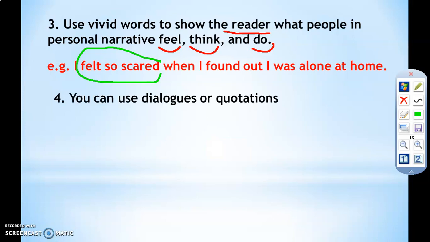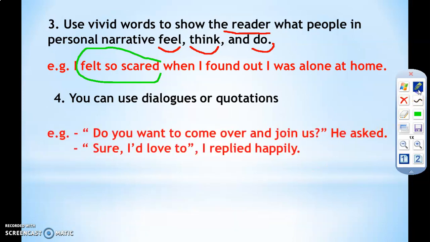Also, when I am writing, I can use dialogues, meaning I can have a conversation in which I use quotations. For example, "Do you want to come over and join us?" he asked. "Sure, I'd love to," I replied happily. So here I'm using dialogue quotations in my conversation. These are the quotation marks to show that it's a dialogue, okay?